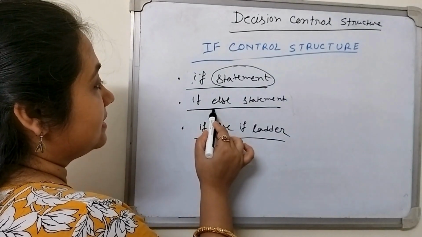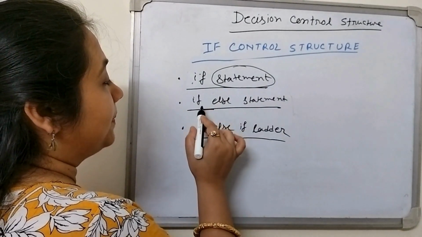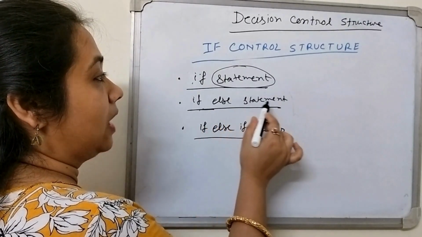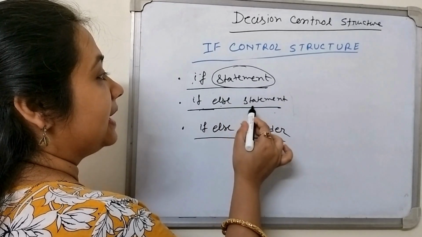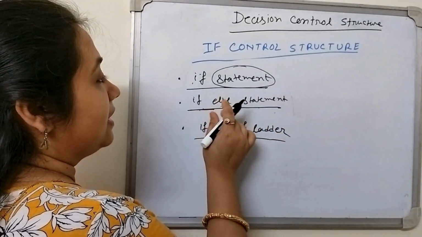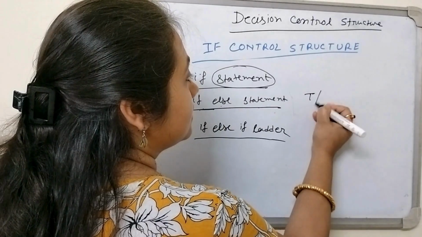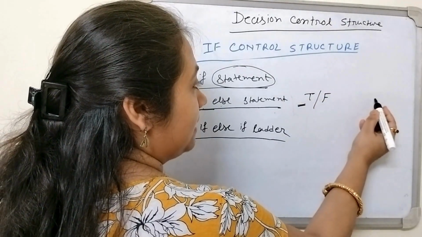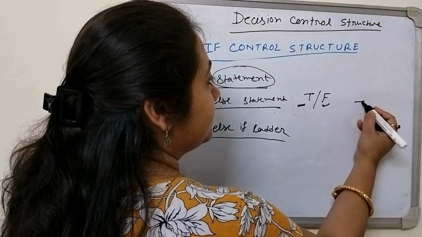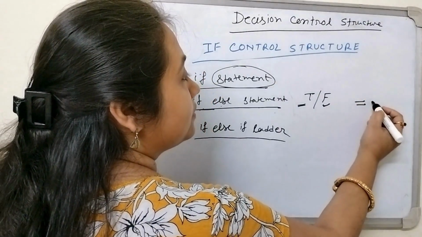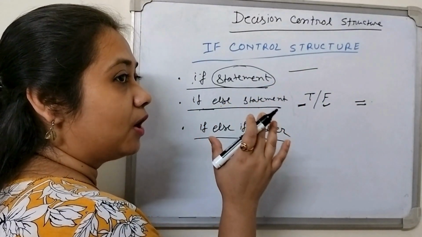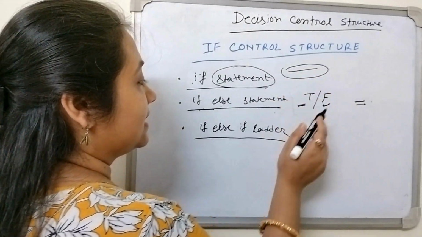Next is the if else statement. Suppose if it is raining, then we will not play the outdoor game, else we play the indoor game. That means there is an if condition, which is true or false. If true, one portion will be executed. If false, the other portion will be executed. So there are two statements, but only one statement will be executed, depending on whether the condition is true or false.